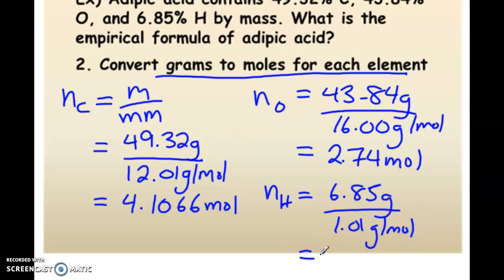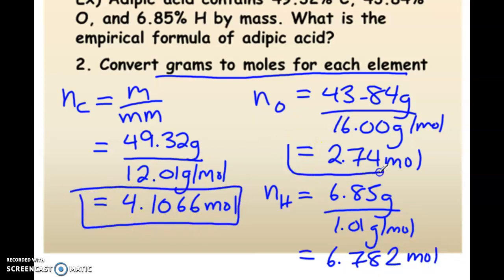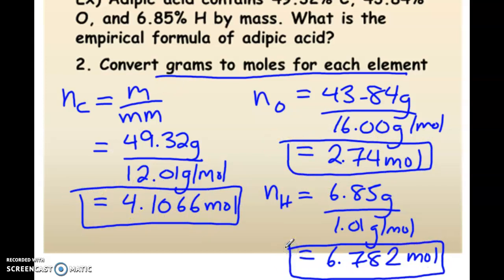6.85 divided by 1.01. So we get here 6.782 moles. Okay, so we have 3 mole values. Right, so we have moles of each of our elements. So it doesn't matter how many elements you have. There could have been 5 elements. You find the moles of each one.